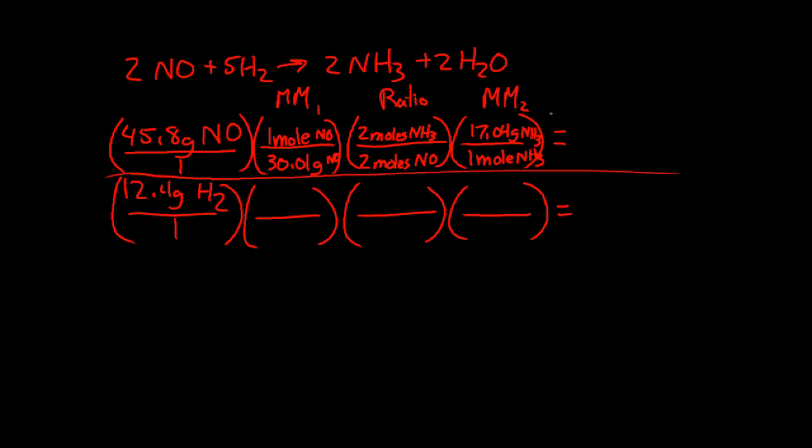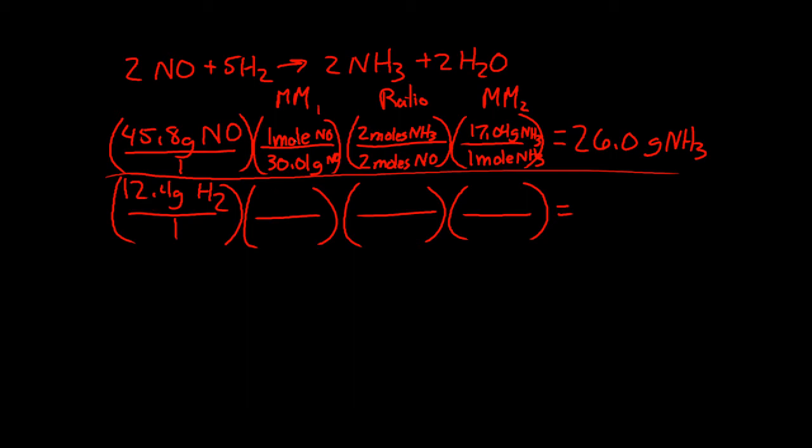So if you go through and check the units, you'll end up with grams of ammonia, which is what we want. If we do the math, 45.8 divided by 30.01 times 2 divided by 2 times 17.04 gives us 26.0 grams of ammonia. Good to know, but it does not give us our answer, because we need to do the other one now. By the way, it's very tempting to assume that this second one is going to be the limiting reactant, because we have less hydrogen. But as we'll see, that's not always the case.